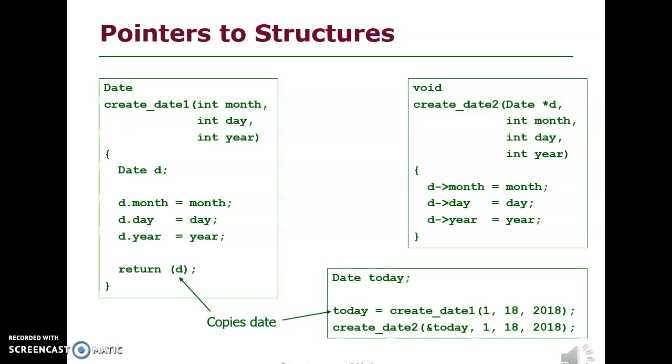Similarly, in this other example, you are not returning any value, simply you are passing the address of today and 1, 18, and the same values. So first, star d is a pointer. Through the pointer you are accessing the structure. Here you have to see that in the second one, you are passing a reference of a structure. Today is a structure and you pass the address of the structure.